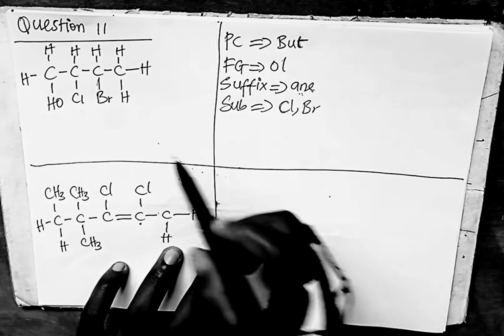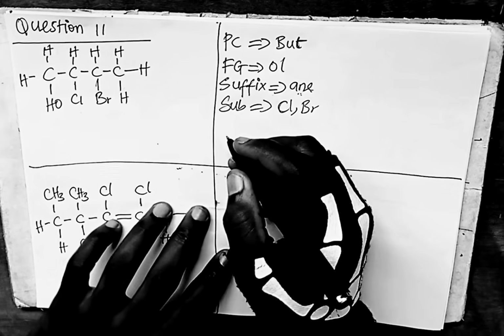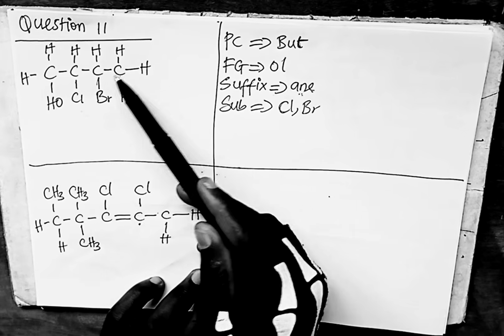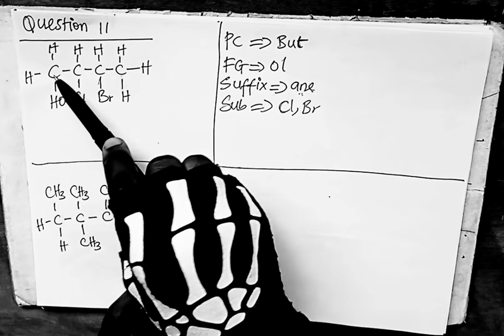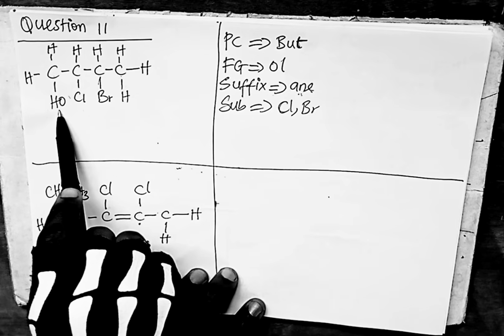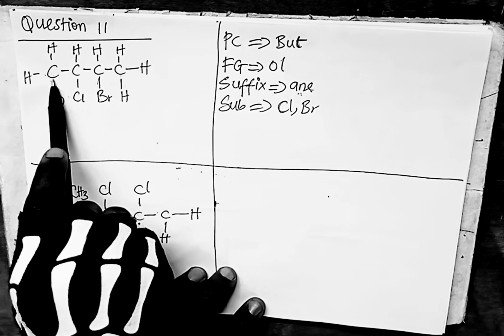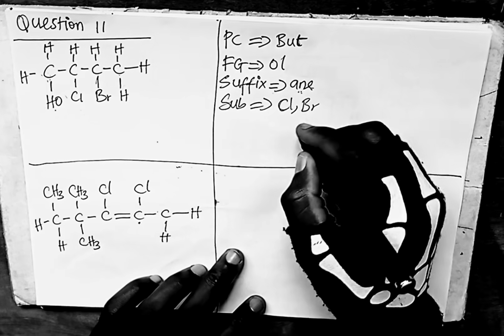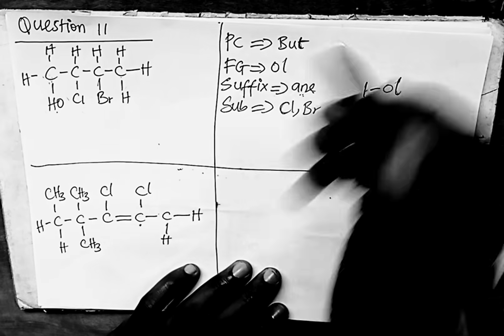All right, so what next do we do? We assign numbers to the prefix. How do we do that? Straight to the point, we count to favor the functional group. If we count from here, this is the functional group OH, the "ol". Counting 1, 2, 3, 4, the functional group is going to get 4. But if we count from here, the functional group is going to get 1, because it is bonded to the first carbon from where we are counting. So we are going to write it as 1-ol.